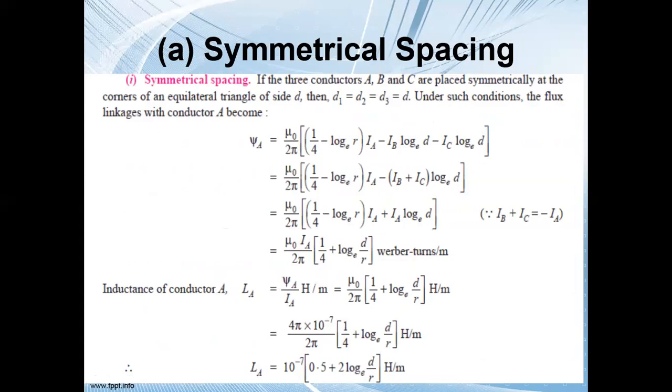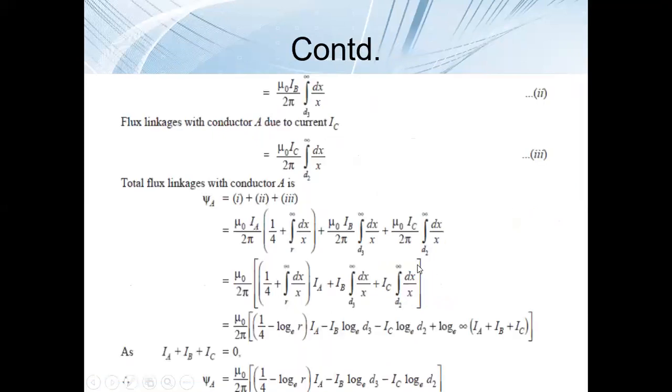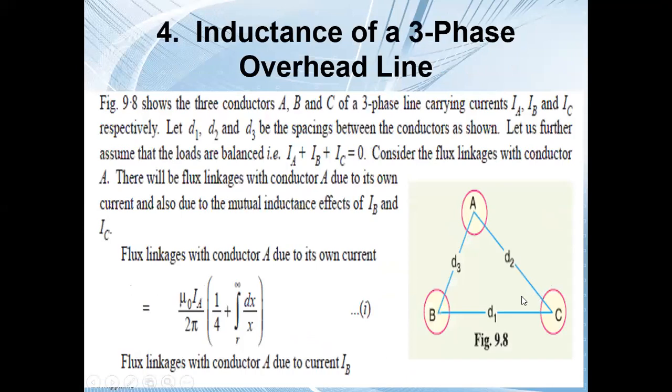Now let us say the symmetrical spacing. From the name it is clear that the spacing between the different conductors remains the same. Here we have seen that the spacing between these three conductors is different. Between A and B it is D3, between B and C it is D1, and between A and C it is D2. But for symmetrical spacing, the spacing between the various conductors will remain the same. So D1 will be equal to D2, equal to D3, equal to small d.